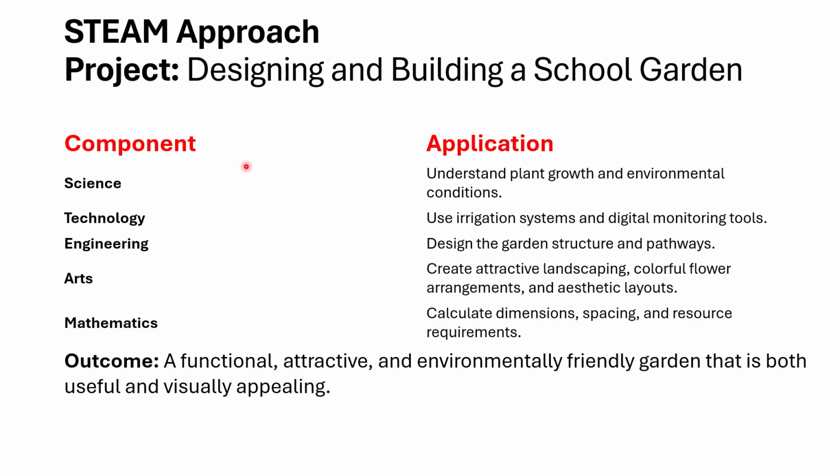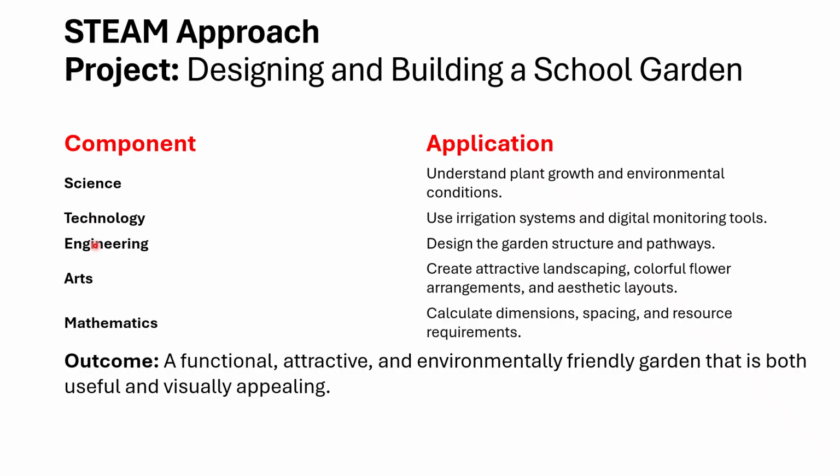So for the same project idea, we'll see how to apply this STEAM approach. As I discussed in the STEM, designing and building a school garden, the same problem is taken for a STEAM approach also. We'll see how it makes the move from STEM to STEAM. So first is the science. The science in this project, they need to understand the plant growth and environmental condition. Coming to technology, they must know how to use the irrigation system and digital monitoring tool for monitoring the irrigation of the plant growth, soil moisture, and whether the plant has any disease. There are a lot of parameters they can capture in the irrigation system using the technology.